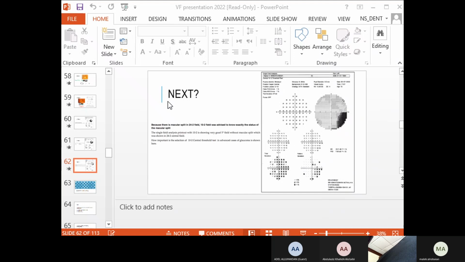This is for the same patient, showing the left eye compared with the right. No need to read it, but tell me, is it normal or not? Yeah, it's normal. Is anything missing in this field? Can anybody find something missing? We say this is a normal field, but there's something missing. Yes, the blind spot. The blind spot is not here.